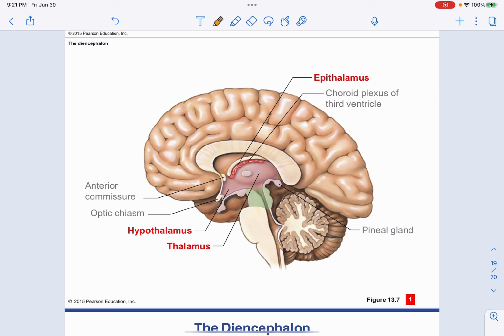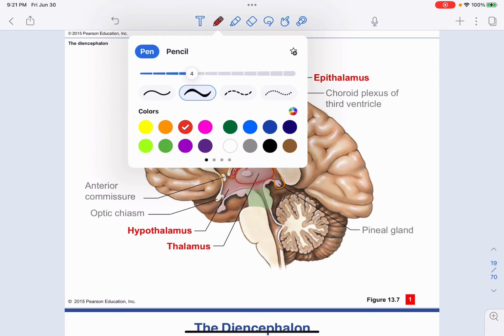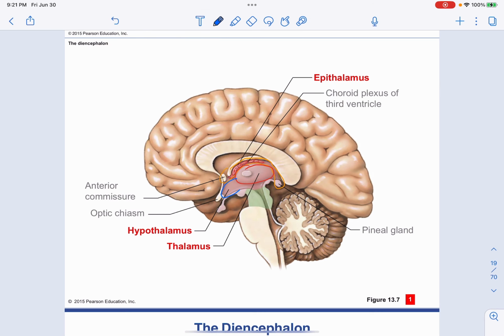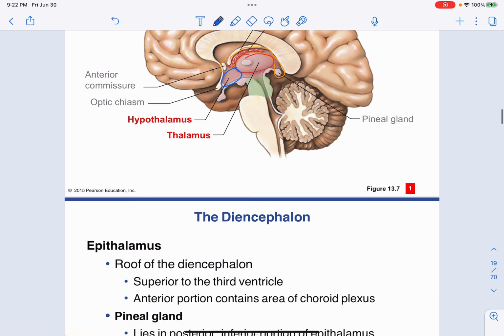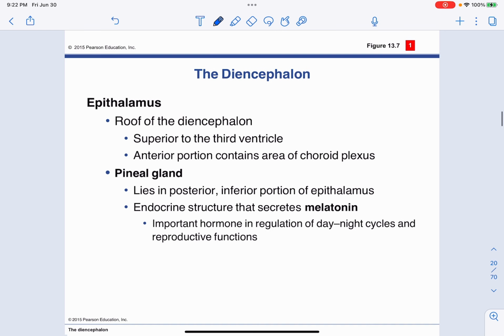So the epithalamus is here. I'll talk about the structures in the epithalamus. The thalamus is this egg-shaped structure in the middle, and then this structure over here is the hypothalamus. So let's start off by talking about the epithalamus. The epithalamus is actually making the roof of the 3rd ventricle, if you remember where the ventricles are located.